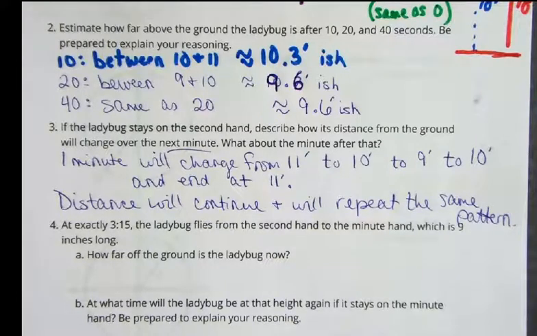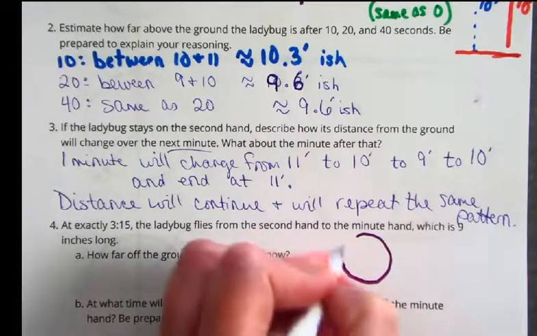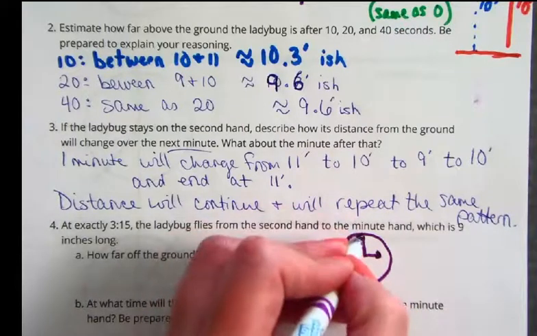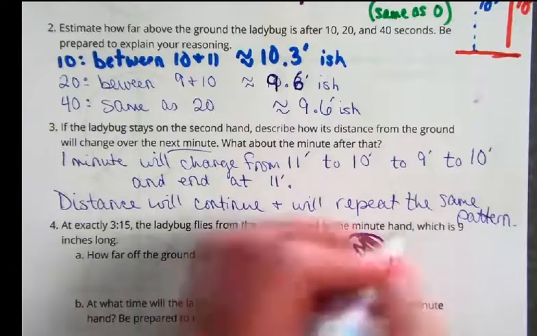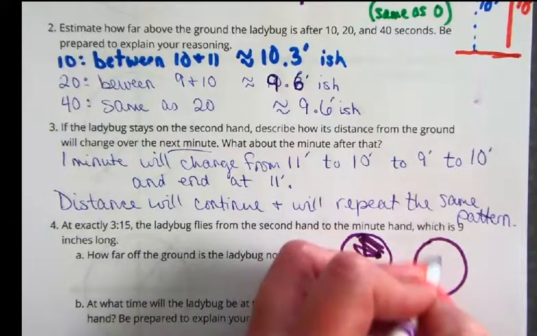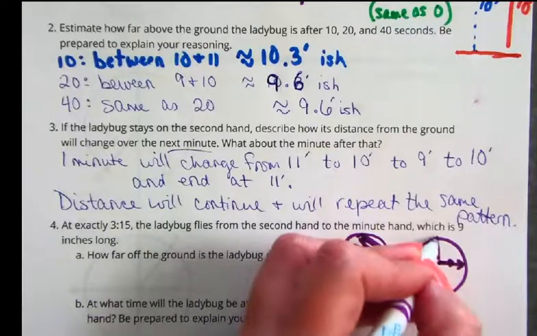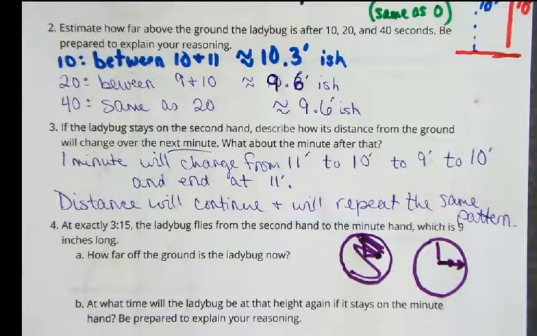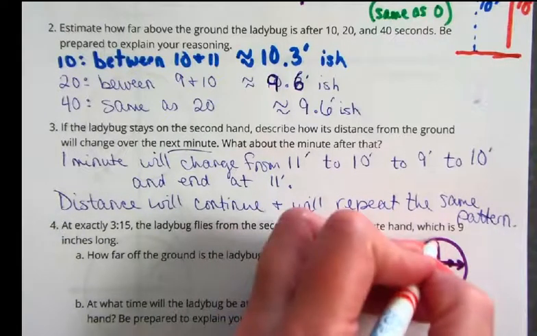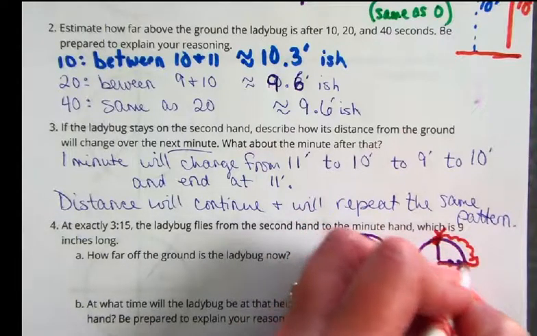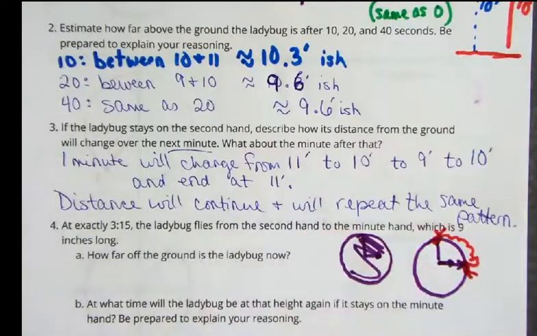At exactly 3:15, the ladybug flies from the second hand to the minute hand. At exactly, oh, that's a terrible clock. Don't draw that clock. Here's 3, here is 15, and here is the second hand. So this ladybug is going to fly from the second hand up here, and is going to land right here on the minute hand at 3:15.